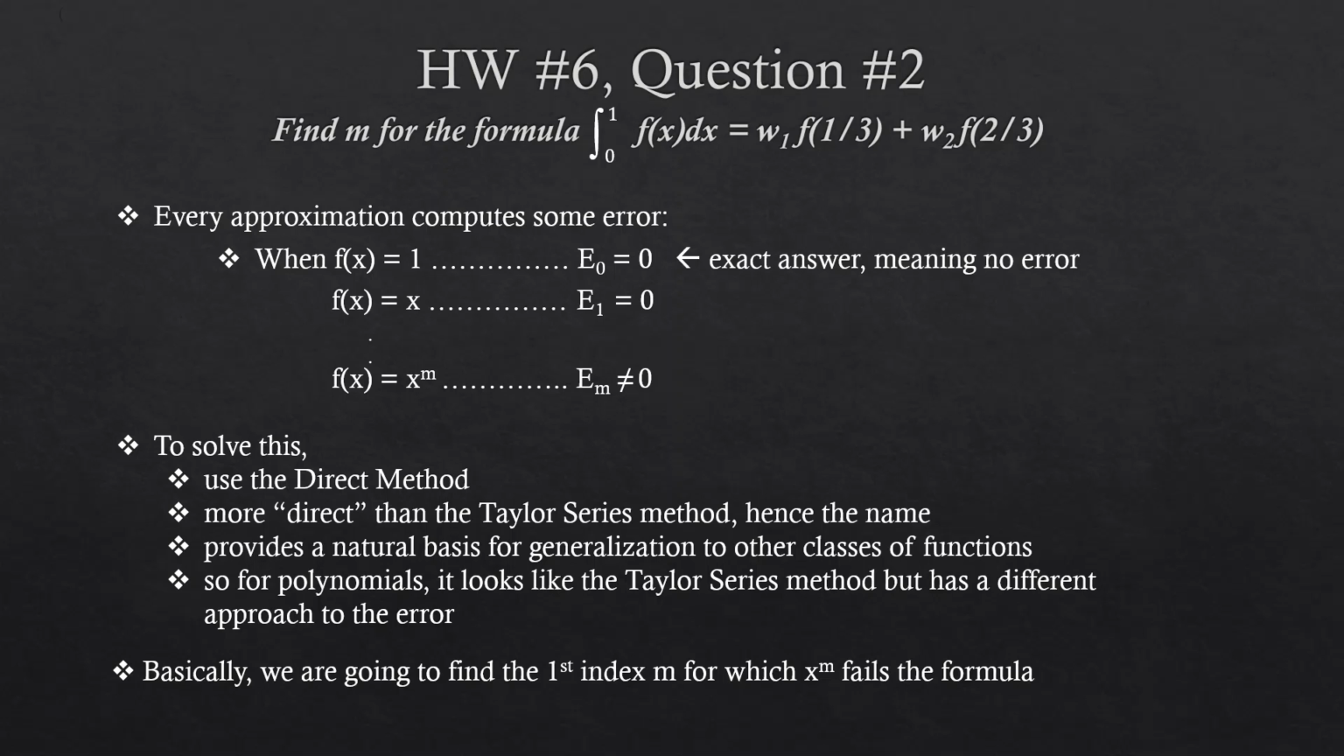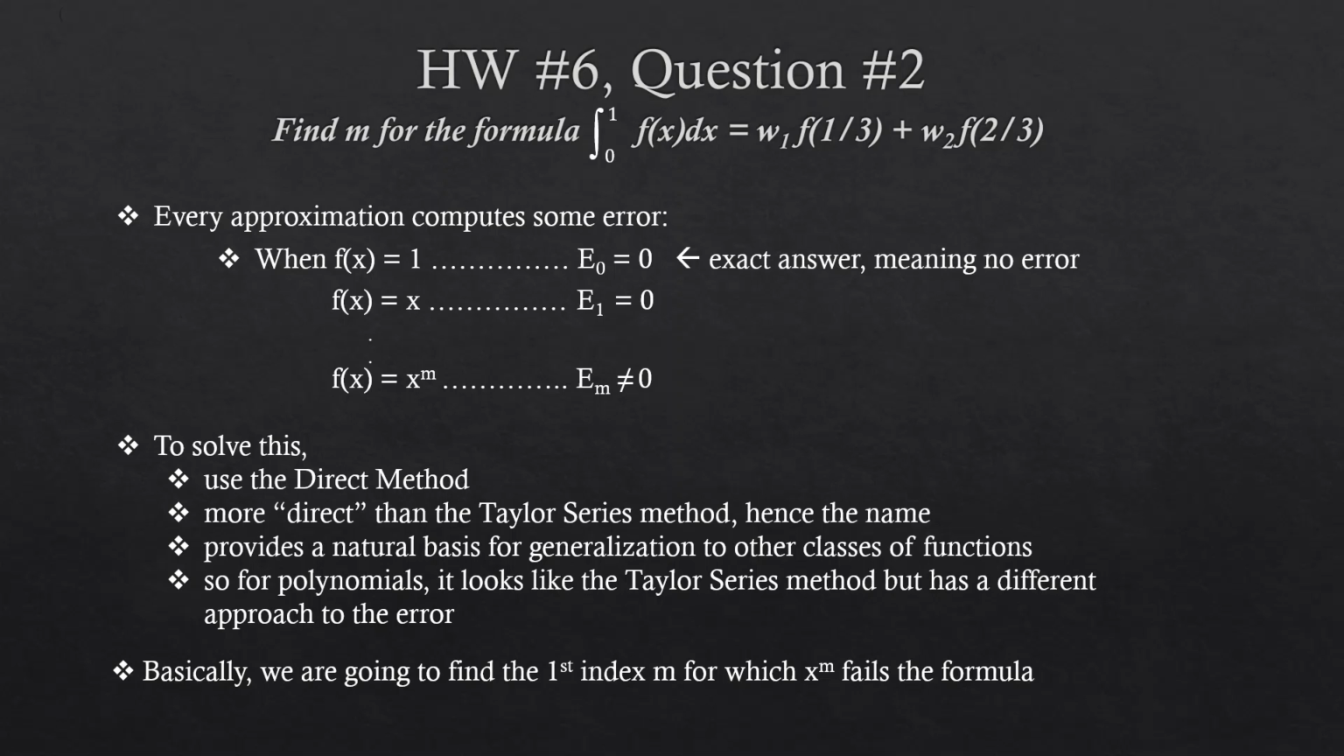We are going to set f of x equal to 1 and evaluate our first error term. And if e sub 0 equals 0, then this is an exact answer where no error exists. We then assign f of x equal to x and evaluate the second error term, which is e sub 1. We continue to do this and increase the power of x each time until we get to a point where there does exist an error.